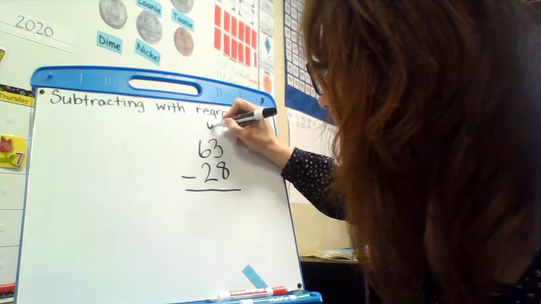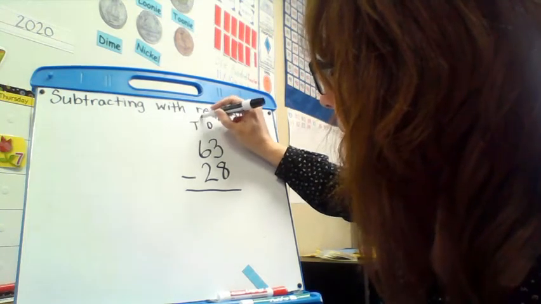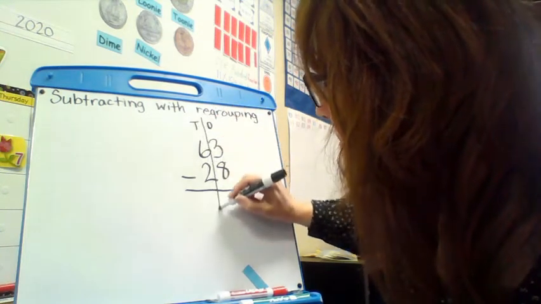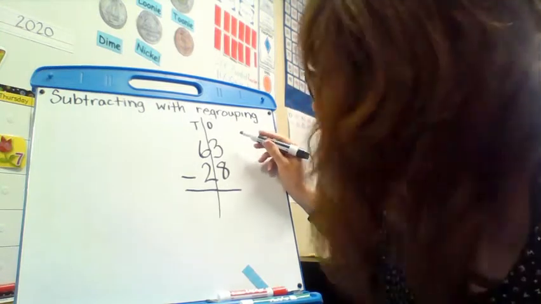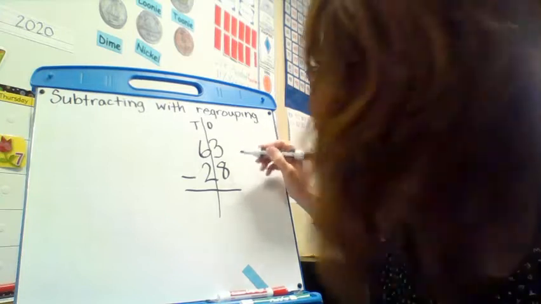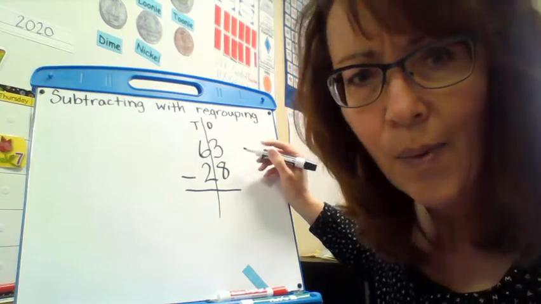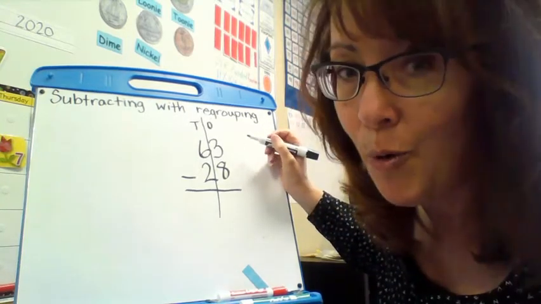Let's organize our 1s and our 10s. Let's go to our 1s place because that's where we always start. We have 3, take away 8. Wow. Let's think about our poem.